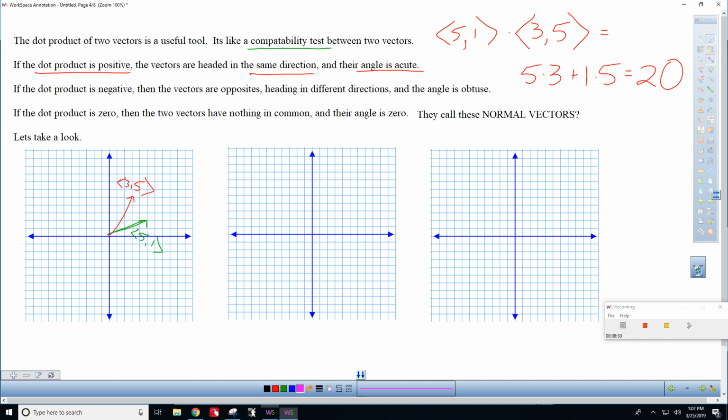So let's look at this pink one, which is 6, 3. And let's look at this one. I meant to go to there. So we've got -9, 5. Okay? Notice that the measurement between these two angles is obtuse.